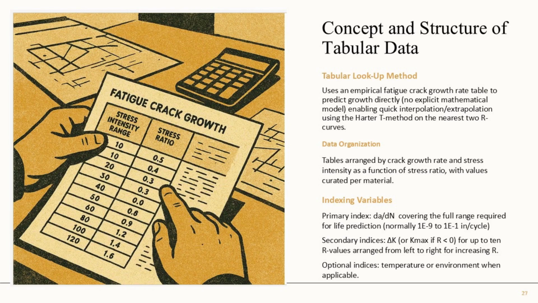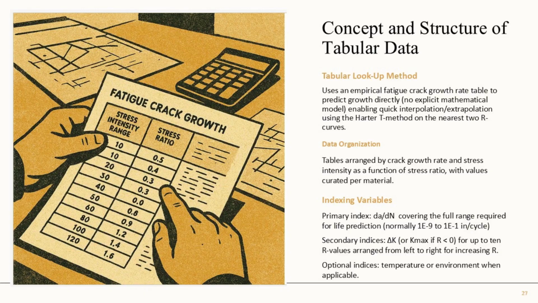But the way this works, though, we have one column of crack growth rate, just like we did in my T method, but now we have a column of delta K when R is greater than or equal to 0, or we have a column of K max when R is less than 0. And we have to remember that we always go from left to right, from lowest to highest R. So again, we have a primary index, which will be our growth rate. Our secondary index is going to be our delta K or our K max.